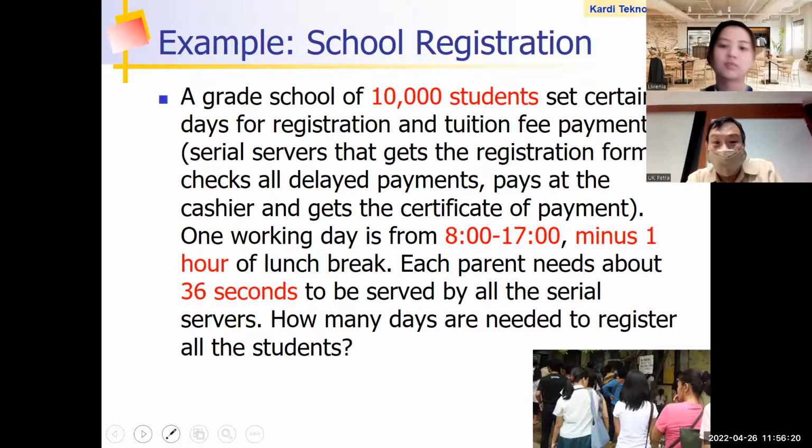So the grade school has 10,000 students. On a certain day of registration, they need to pay the tuition fee. I don't know why they are still doing this. They did serial server instead of parallel server. That means first they need to get the registration form. After that, they check all the delay payment. After that, they pay the cashier, and then they get the payment certificate. So there are 4 stages of serial server.